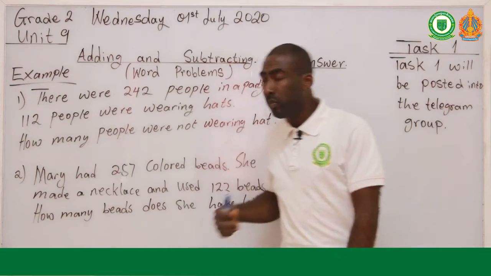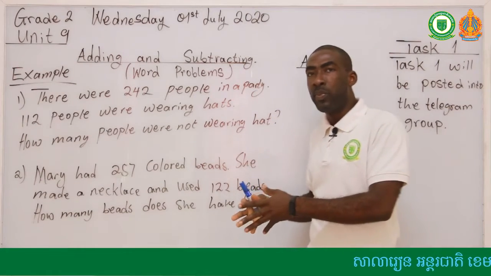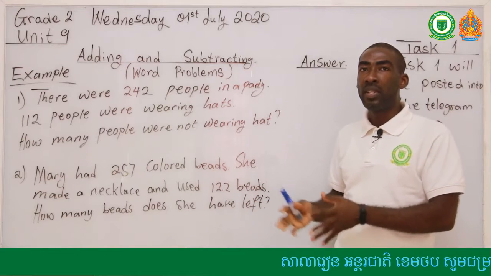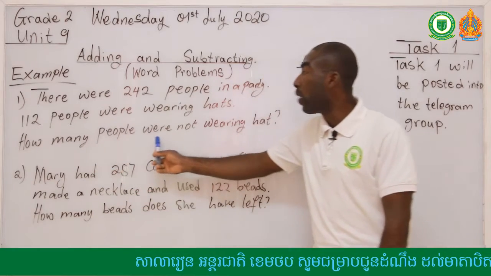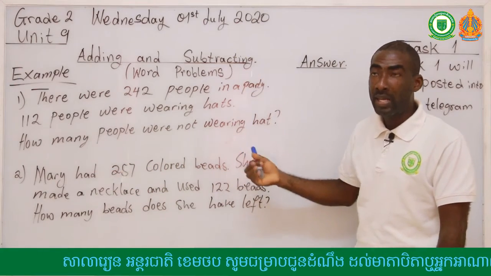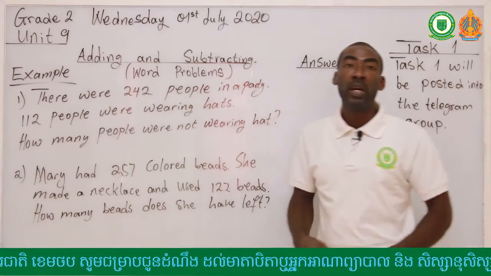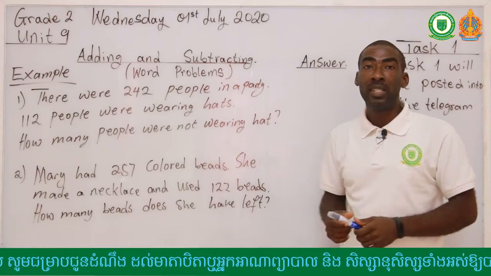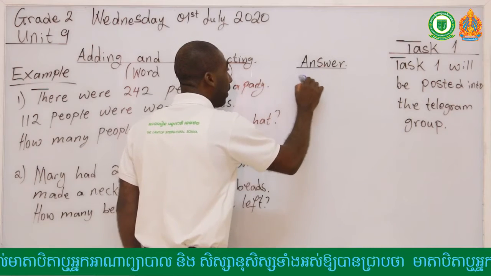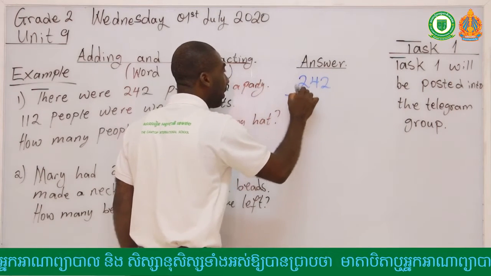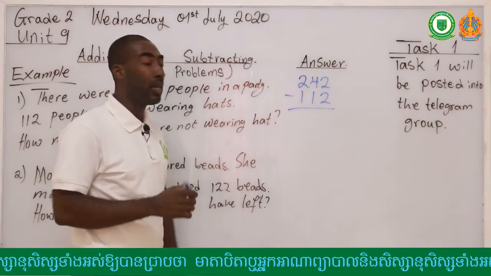112 people were wearing hats. So which means that some people in the party were not wearing hats, but 112 were wearing hats. So if the question is asking you how many people were not wearing hats, it means that we have to subtract 112 from 242. So let's do the calculation and see the answer that we're going to get. Okay, so we have 242 minus 112. Now we can do our subtraction.